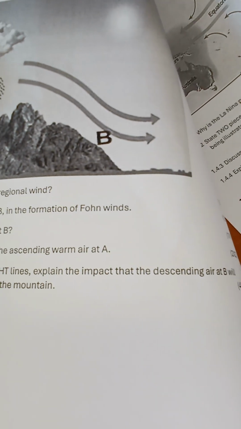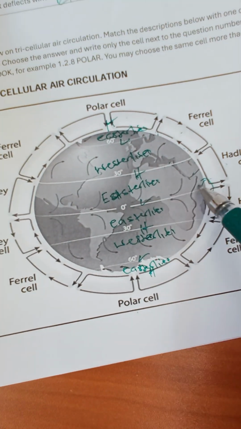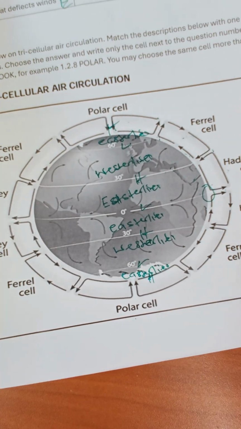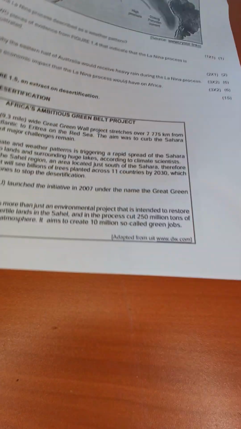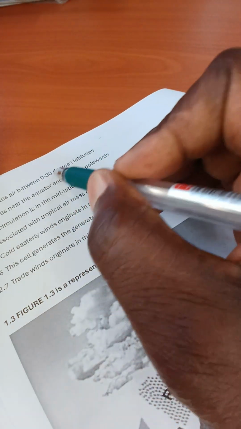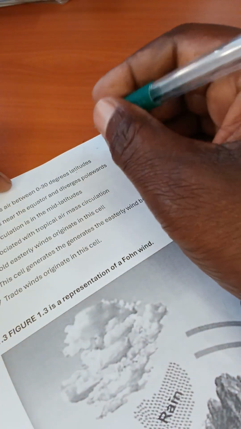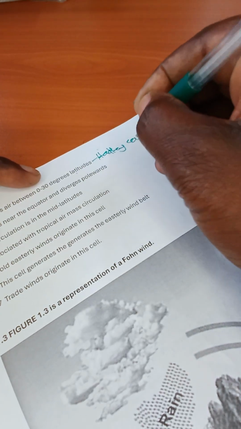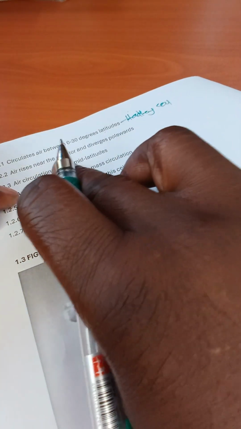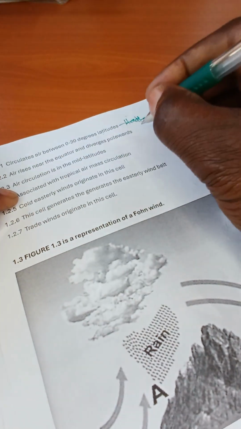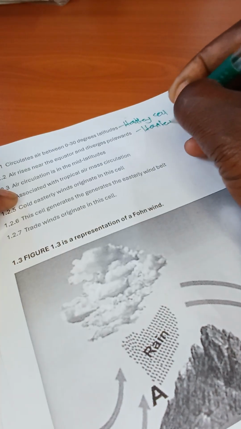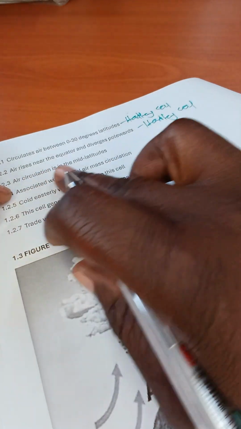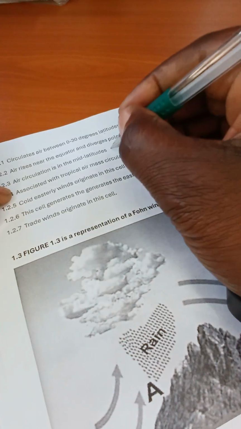Then the last one, the trade winds originate in this cell. 1.2.7, the trade winds. The trade winds, we have them in the 0 to 30 degrees north and south of the equator, which is your Hadley cell. So just to write the answer, circulates air 0 to 30 degrees, that is your Hadley cell. Air rises near the equator and diverges polewards, that is your Hadley as well. Air circulates in the mid-latitude, which means this is your Ferrell cell.